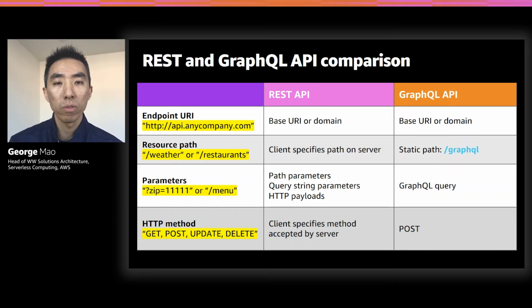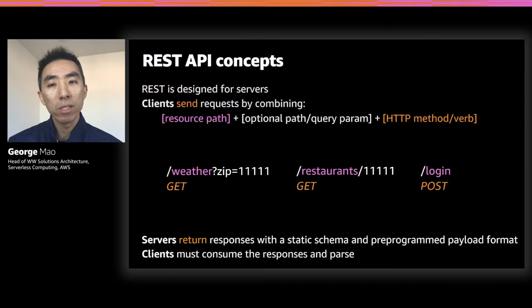So let's cover REST API concepts quickly. REST is essentially designed for servers. Clients need to send requests to the servers by combining a resource path with optional path or query string parameters and use a specific HTTP method, or sometimes referred to as a verb. And let's take a look at a couple quick examples. Down below, if you see the /weather path, we're providing one single query string parameter called zip, and we're specifying that value to be 11111. And I'm using the get method to interact with this API.